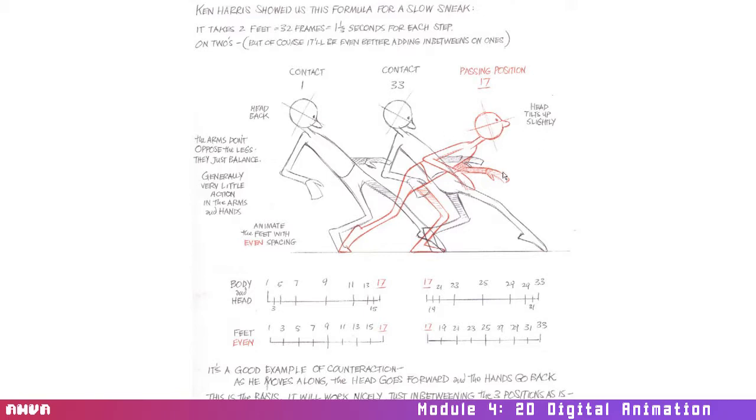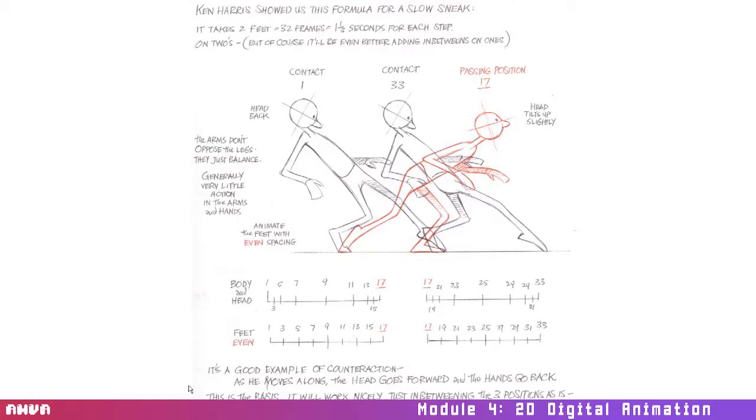So here are the timing charts for that. Remember, when things are closer together, they're going to happen much quicker, and there's going to be more frames packed together with those motions. These are bigger motions, and they're going to move faster. This is for the body and the head, and this is for the feet. The feet are a lot more even.